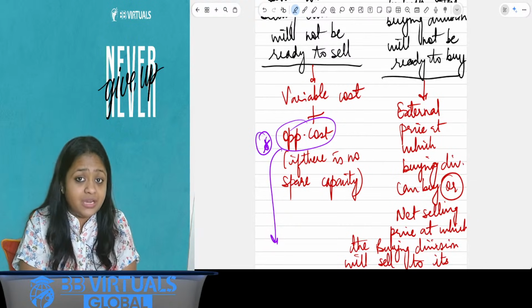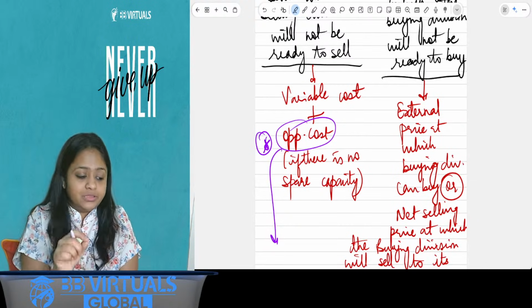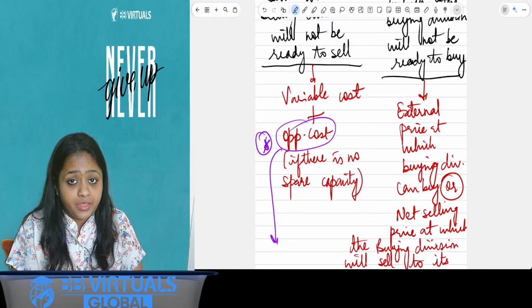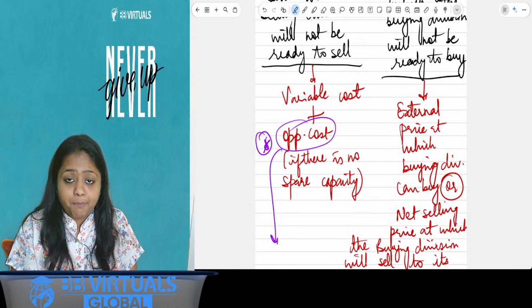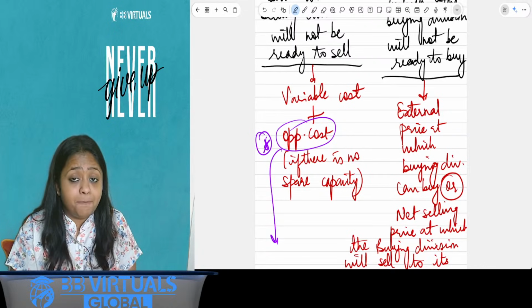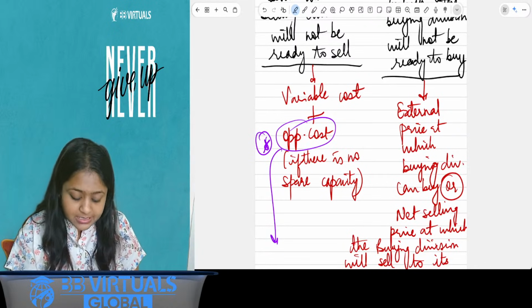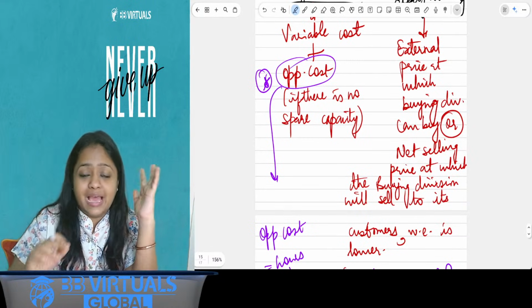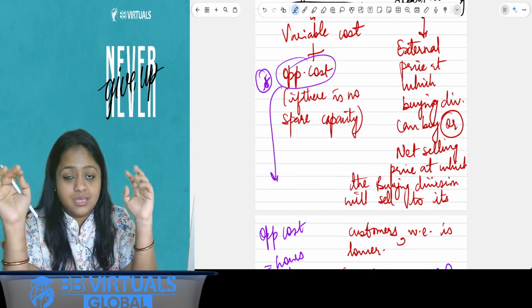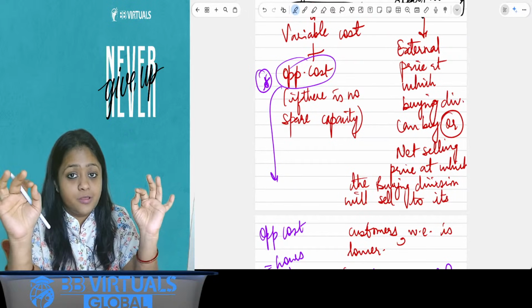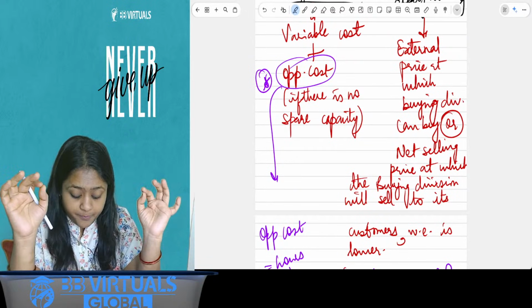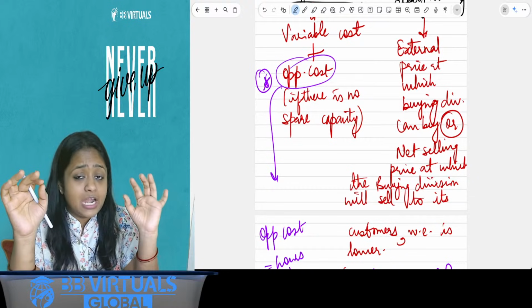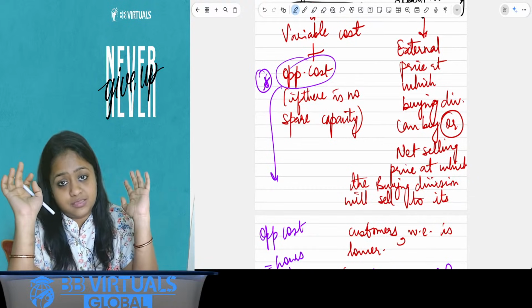But how to calculate it is a bit different here. For that, I need attention on my screen. Okay, now next is the buying division will not be ready to buy beyond this price. And which is that price? This is either the external price, that is, as it is, they are able to buy from the market. So either that price, or listen to me very carefully, or the net selling price at which they would be able to sell to the customer.